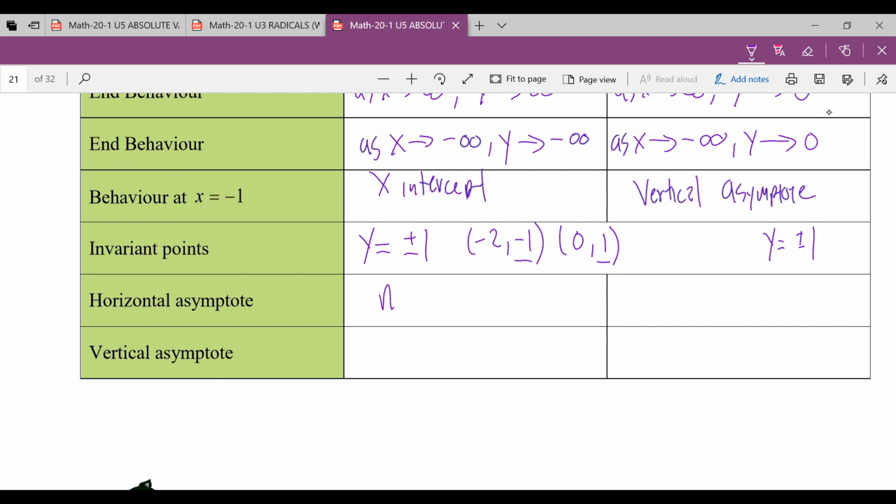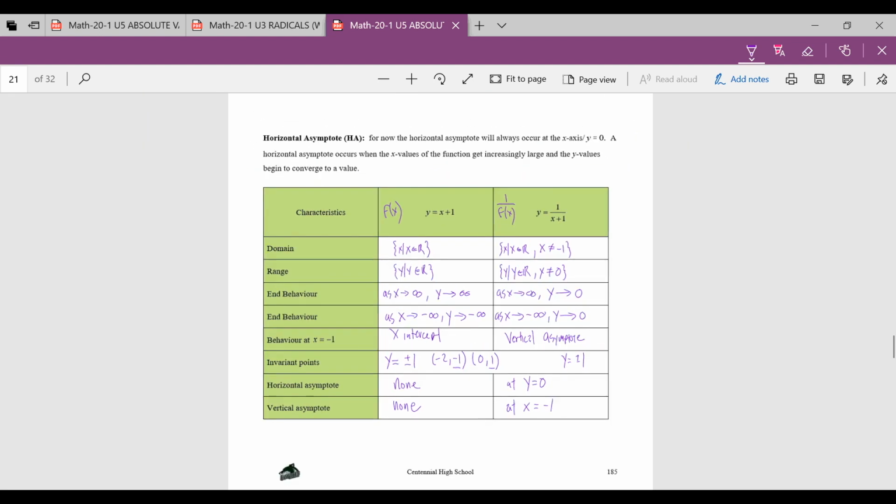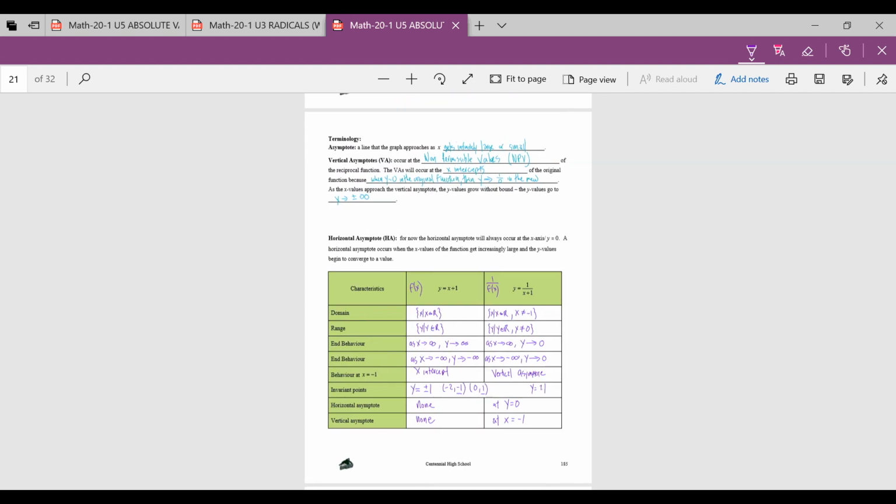There is no vertical asymptote for f of x, but for the reciprocal there is one at y equals 0. And there are no vertical asymptotes. I think I said horizontal asymptote a second ago. No vertical asymptotes either, but for the reciprocal at x equals -1. So there's a little bit of a summary, and I think we're ready to go and do us some more examples.